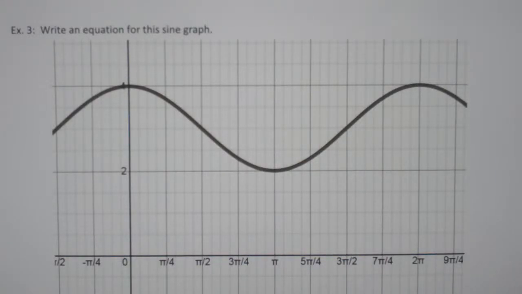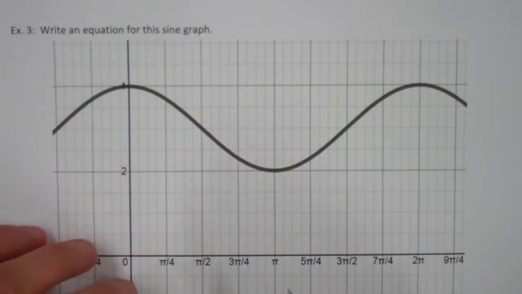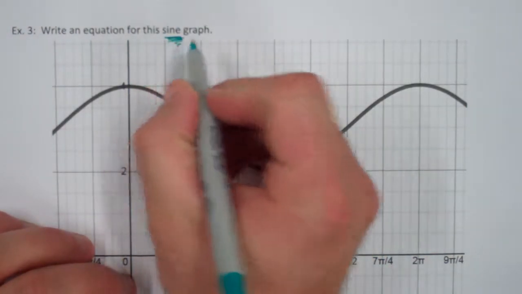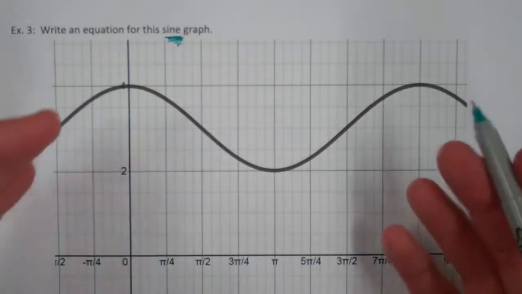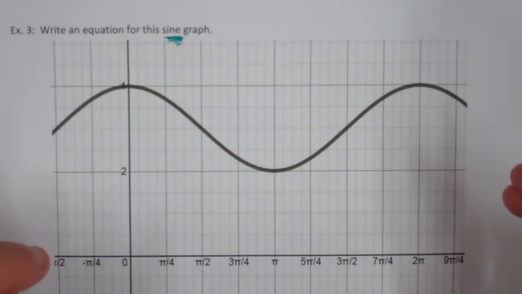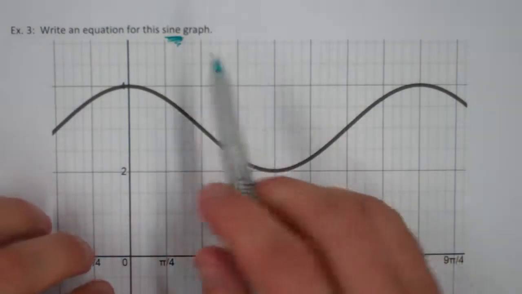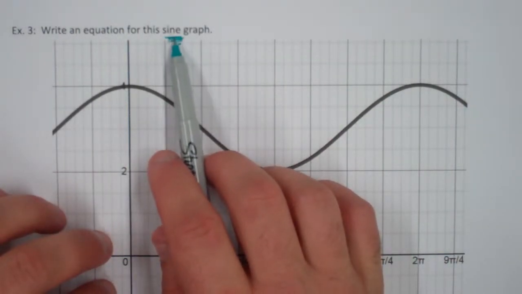In this example video, we need to write an equation for this sine graph. When we're writing equations for graphs where the period might be different, or the phase shift might be different, or the vertical shift might be different, we really need to take a look, and this is especially important for phase shifts. Because after all, sine and cosine curves look almost identical, they're just shifted over a little bit from each other. So we need to write a sine curve.